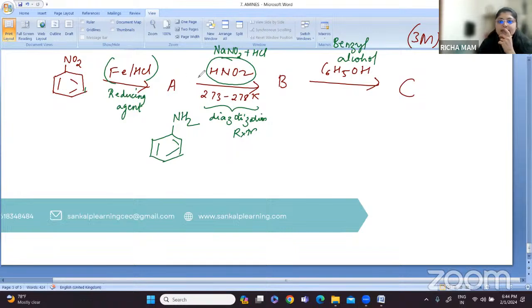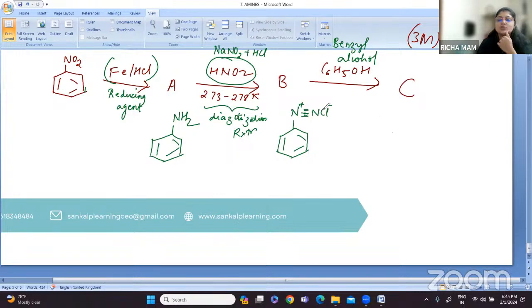B is benzene diazonium, Priyanka has answered it correct. Vedvati has also answered it correct. So it is benzene diazonium chloride. So what will happen here? N triple bond N plus Cl minus. So this is benzene diazonium N plus Cl minus, benzene diazonium chloride.